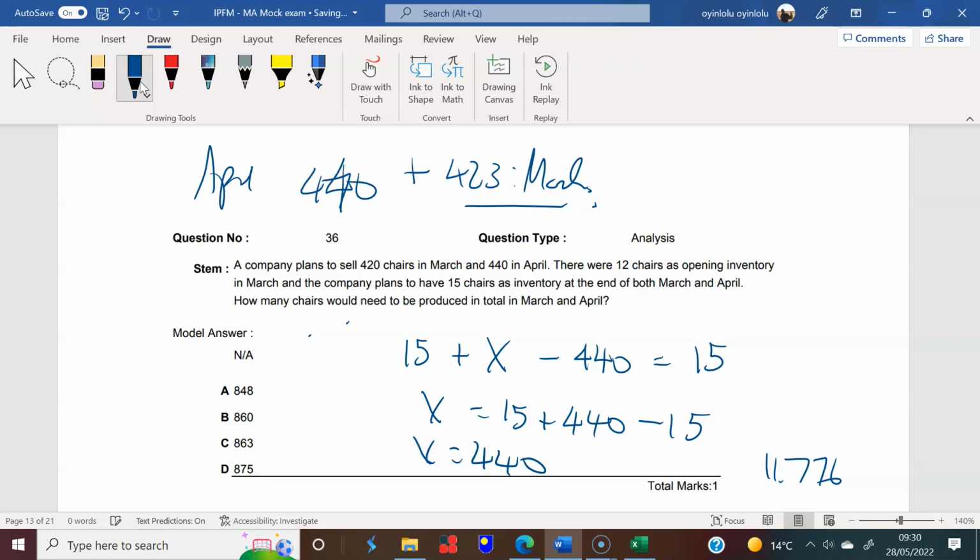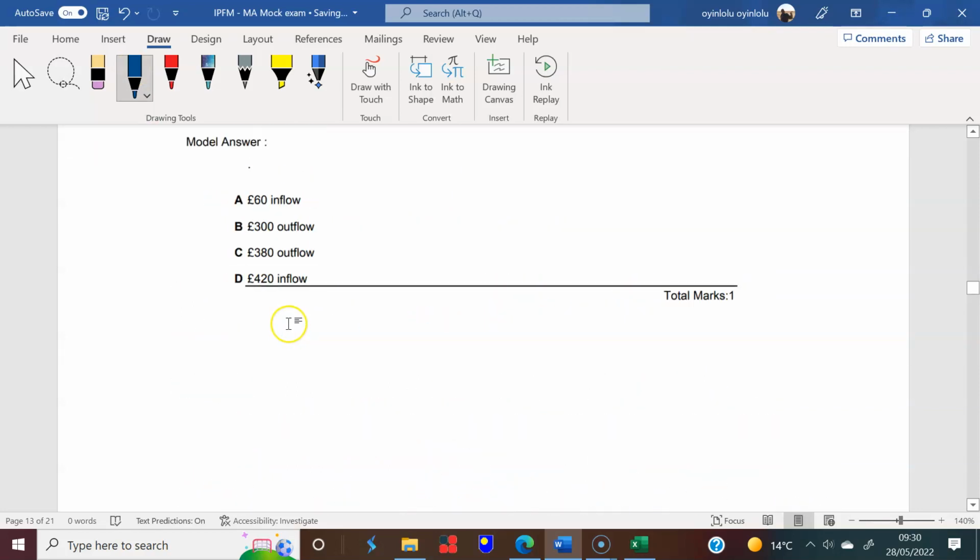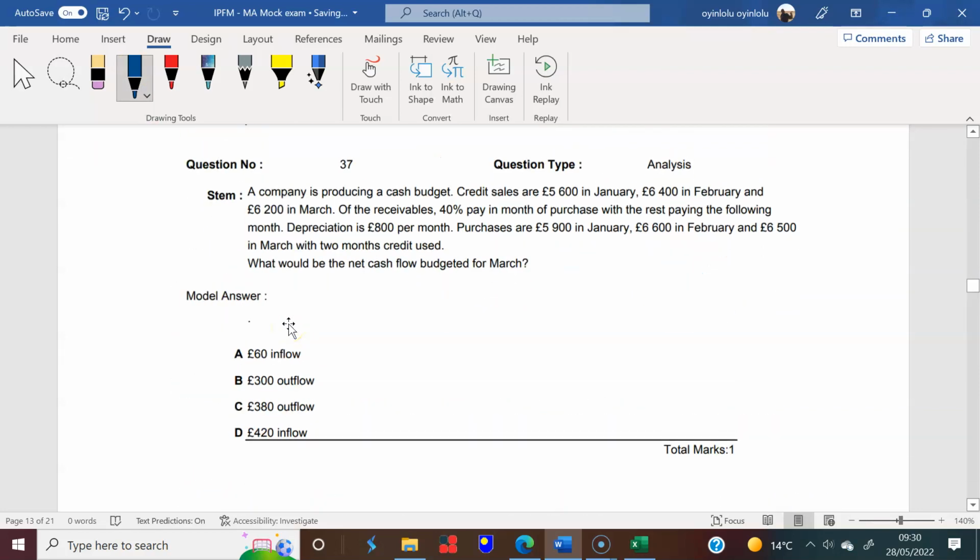So let's add the two together. 423 plus 440 takes us to 863. 863. Now let's look at 37.